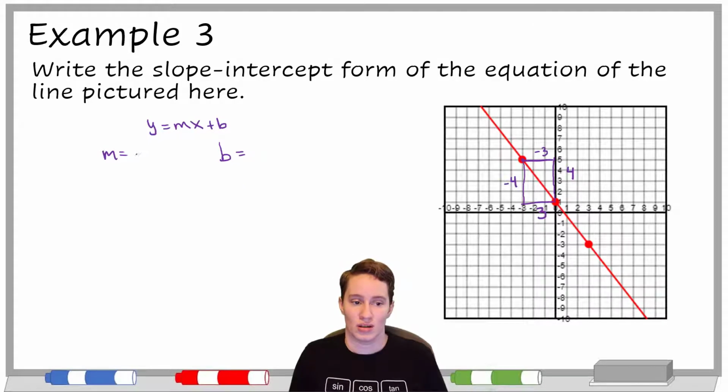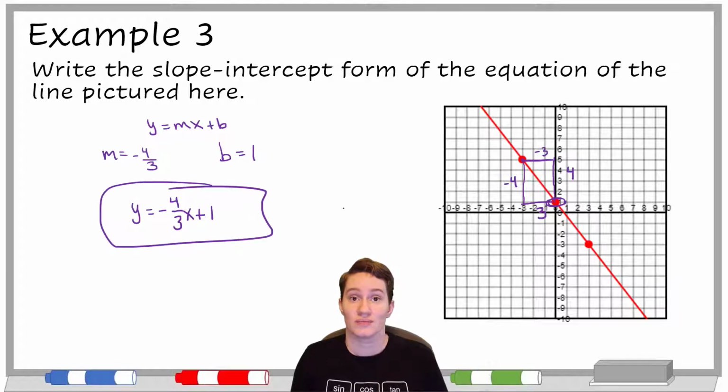So our slope here is -4/3. Our y-intercept is where this is going through the y-axis, which is right here at a +1. So we just put this all together: y equals -4/3 x plus 1. And that's our answer. Not too bad, right? Just have to basically do some counting.